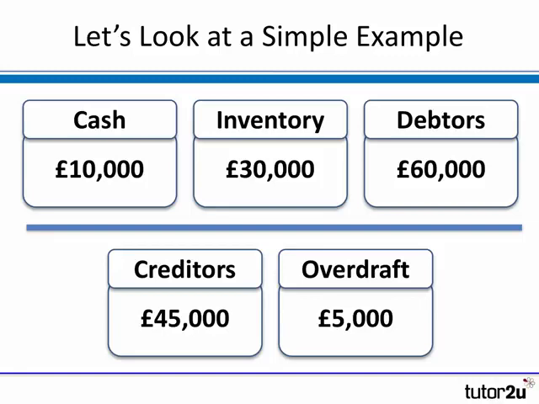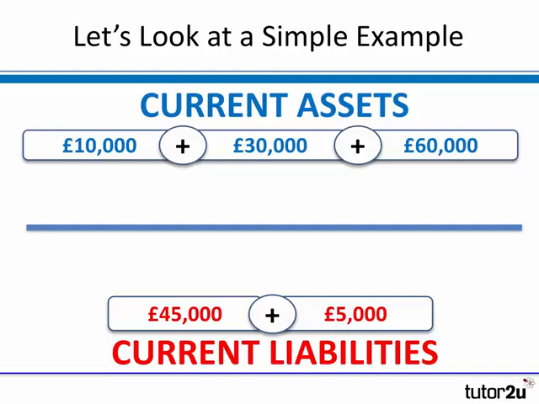On the other side of the equation, amounts that the business needs to pay out at some stage in the future, it owed its creditors, likely to be suppliers, £45,000, and it also had a £5,000 bank overdraft, money it had effectively loaned from the bank. That's our simple example. Let's now have a look at how we calculate the most common liquidity ratio. It's known as the current ratio, and it's really easy.